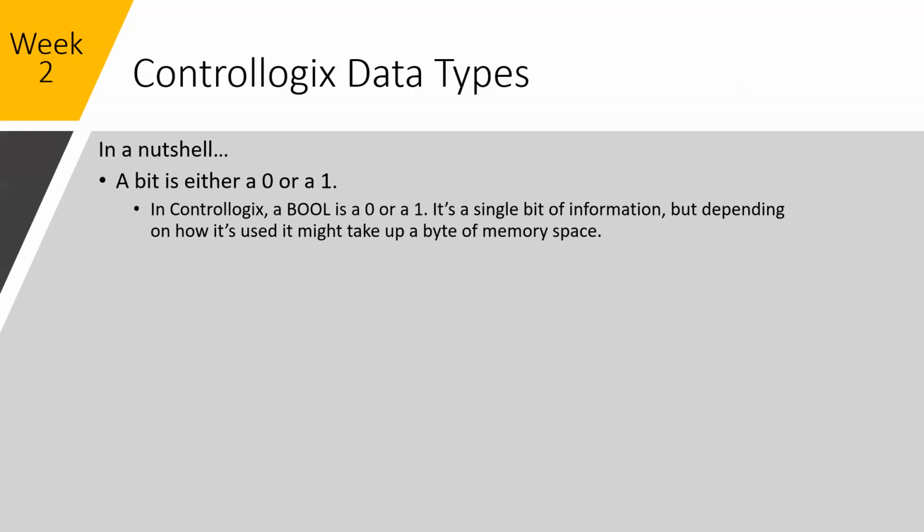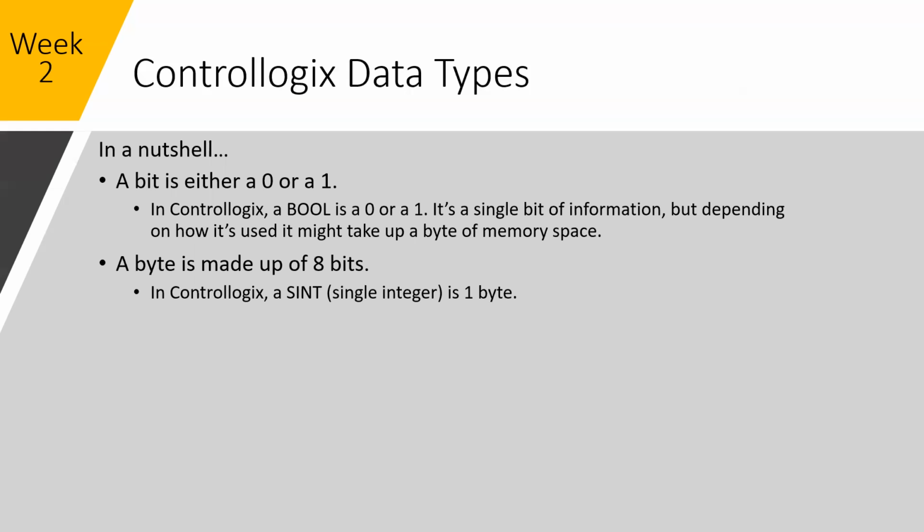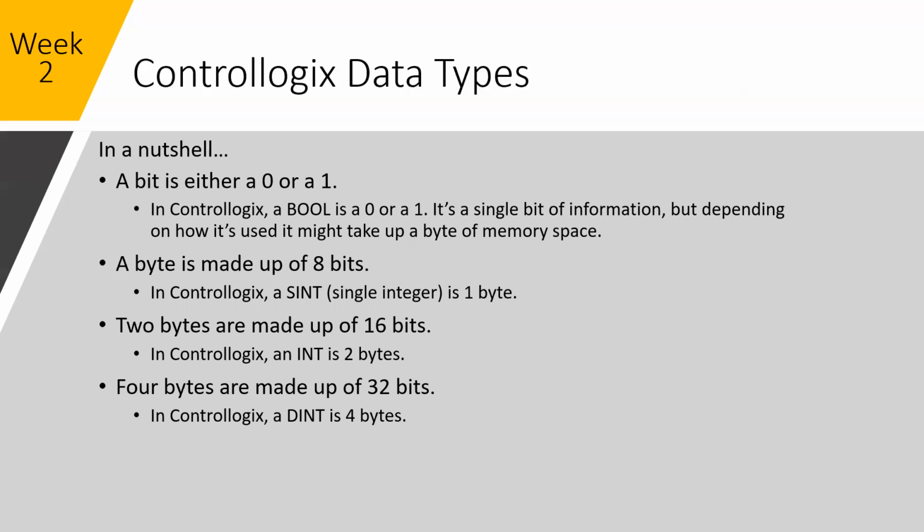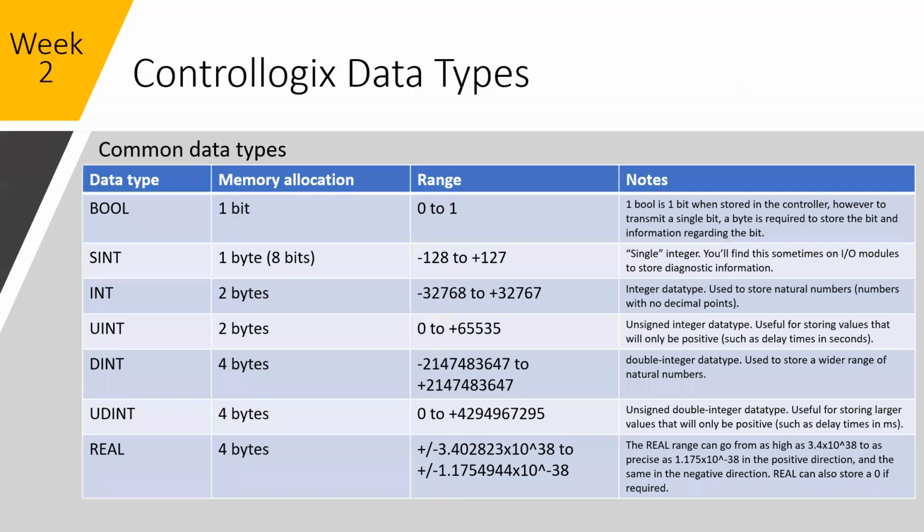So data types, in a nutshell: a bit is either a 0 or a 1. In ControlLogix, a bool is a 0 or a 1, and it's a single bit of information, but depending on how it's used, it might take up a byte of memory space. This is a little tricky because of the way it could be looked at inside the controller. If you're looking at a bool, an individual bit, that's part of a full integer, it will take up the whole integer's worth of memory on your controller. A byte is made up of 8 bits. So if you want a single byte in ControlLogix, you're looking for a single integer, a SINT. 2 bytes is an integer, an INT. 4 bytes is a DINT. There's a handy chart.